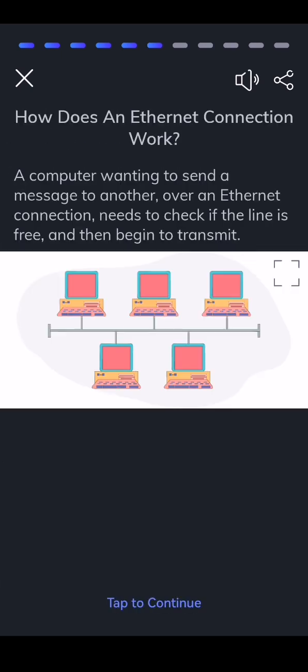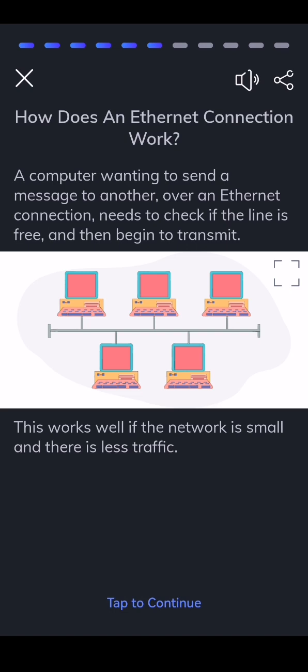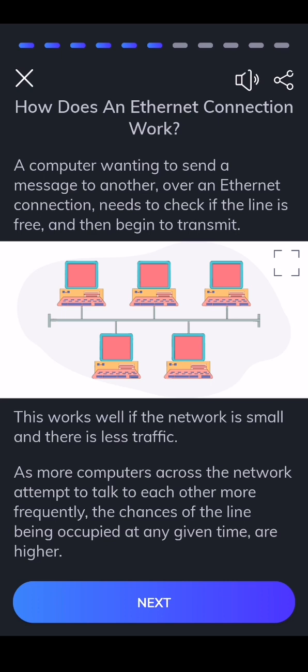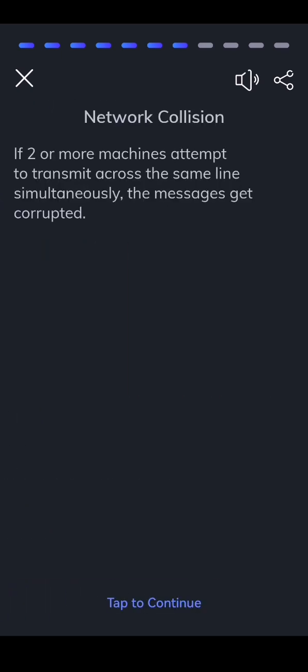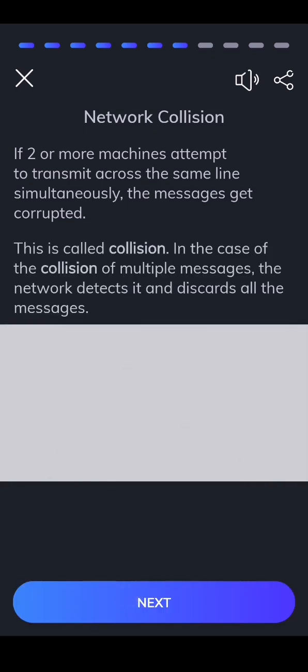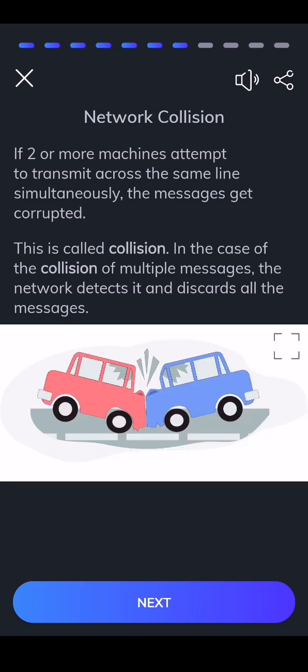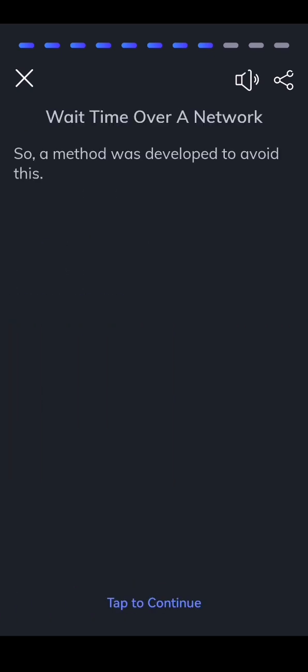A computer wanting to send a message to another, over an Ethernet connection, needs to check if the line is free, and then begin to transmit. This works well if the network is small and there is less traffic. As more computers across the network attempt to talk to each other more frequently, the chances of the line being occupied at any given time are higher. If two or more machines attempt to transmit across the same line simultaneously, the messages get corrupted. This is called collision. In the case of the collision of multiple messages, the network detects it and discards all the messages. So, a method was developed to avoid this.